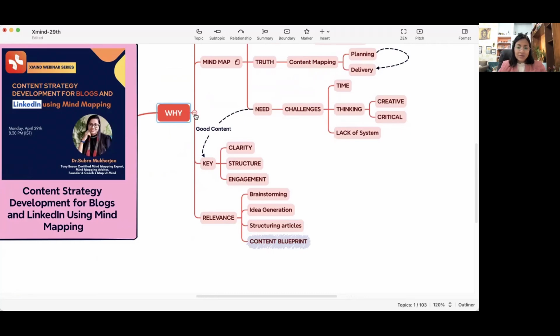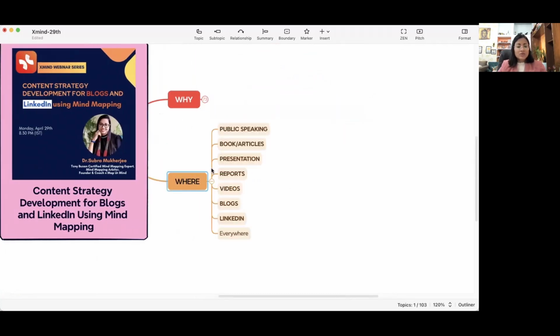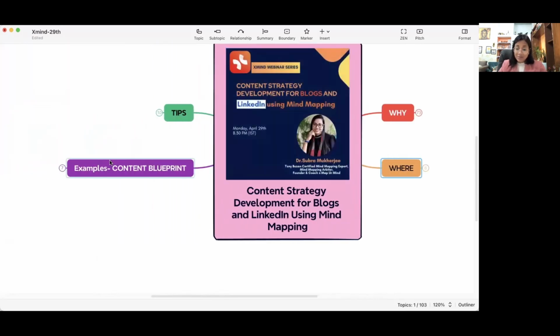So let's see a little bit more about it. So where can you use this mind mapping? Whether you are giving a speech in public, you are writing a book or article, presentation, reports, videos, blogs, LinkedIn, and basically just everywhere, wherever you're creating content, you can use the strategy that I'll be discussing further in this webinar today. And while I'll be speaking mainly about LinkedIn and blogs, you could use mind mapping for any of these use cases that I've shown here. So let's move to some examples.